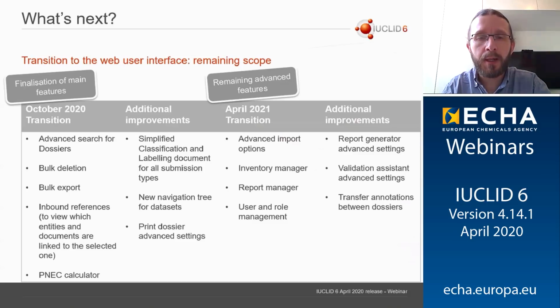We also want to provide the new navigation tree that we introduced in April 2020 to dossiers, but this time for datasets as well. And we will also provide advanced settings for printing dossiers. Then in April 2021, at the end of the transition period, we will implement remaining advanced features, such as the user and role management, but also the inventory manager to clean inventory duplicates, the report manager to upload additional report templates, and we will also work on the advanced import options.